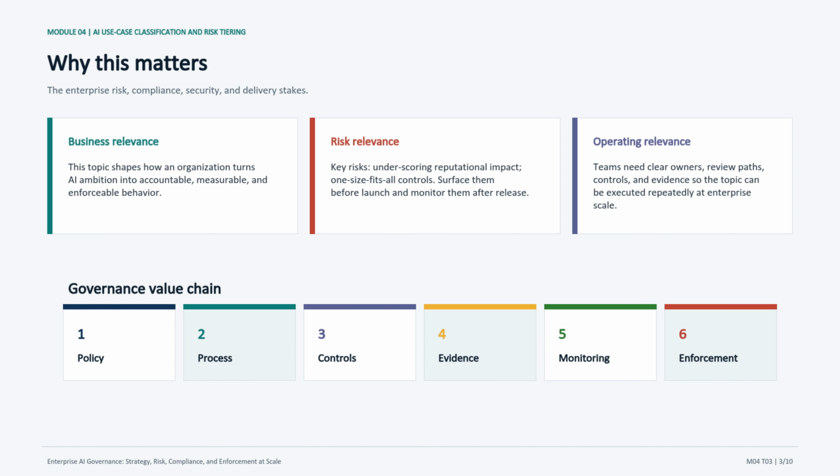The value chain along the bottom is the through line for the rest of the deck. Policy becomes process, process becomes controls, controls create evidence, monitoring detects change, and enforcement acts when the system is live. Once learners see why the topic matters, the next step is to give them a vocabulary they can use in a review meeting or implementation workshop.